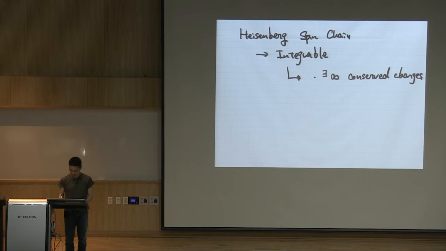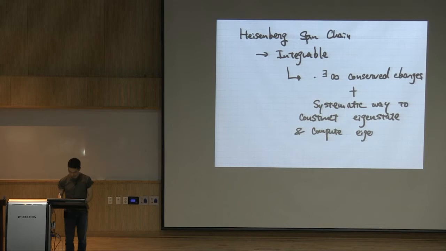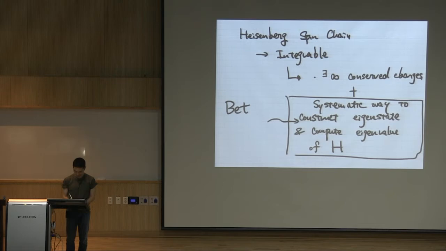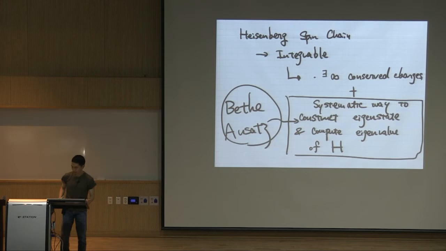But in addition to that, in the case of the Heisenberg spin chain, there is a very nice systematic way to construct eigenstates and compute eigenvalues of Hamiltonians. This systematic way is called the Bethe Ansatz. The next goal of my lecture will be to talk about the Bethe Ansatz. But since I have a little more time, let me explain how to construct one eigenstate. So remember, the Hamiltonian is given by this.